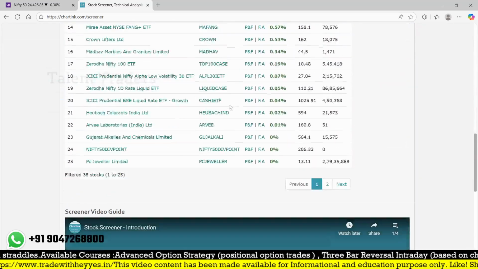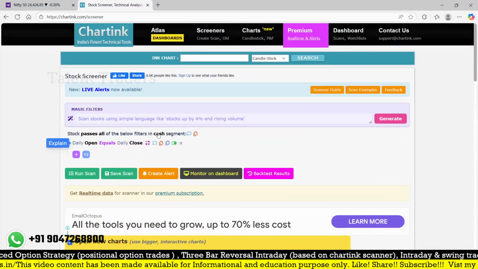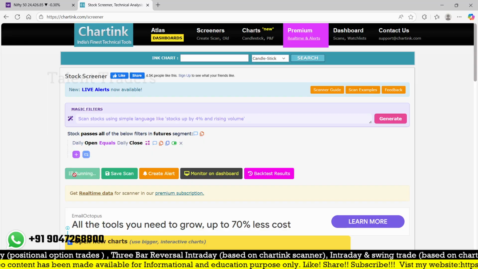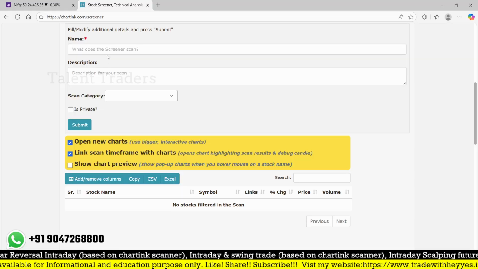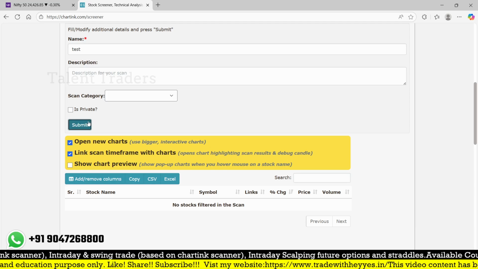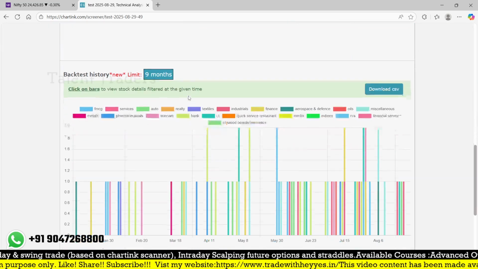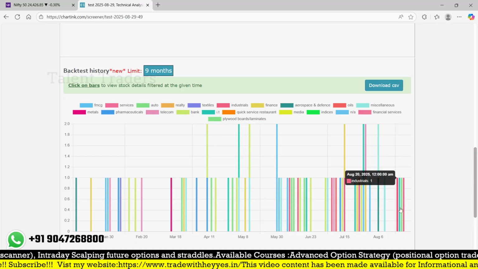Exactly how many stocks are forming a doji? Instead of trying all, we'll use futures stocks. We don't get any stocks here, so let me save the scan for test purposes. Okay, so we have some stocks which are forming a doji, maybe in the last 9 months.